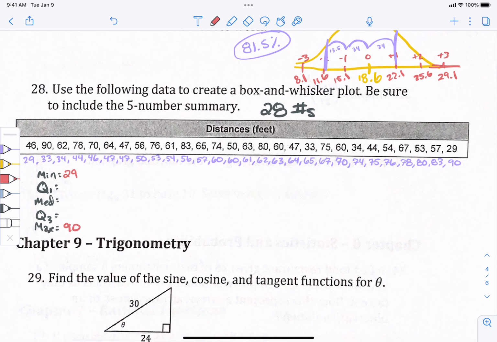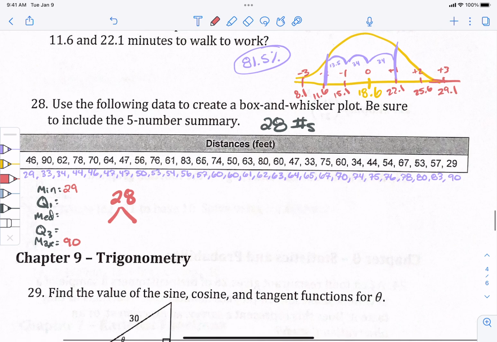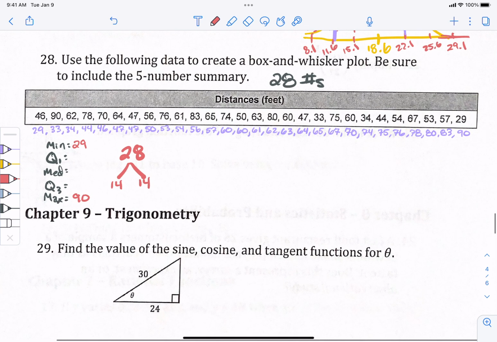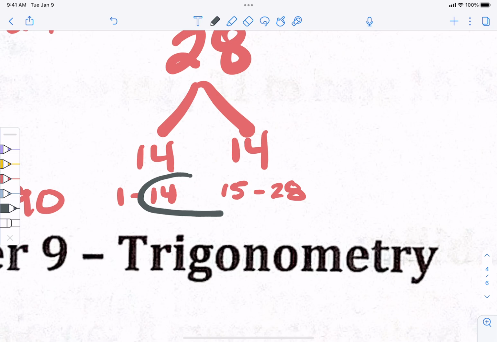If I have 28 numbers, I'm going to write it right here. 28 numbers, and I separate them in half. How many are in each half? 14 numbers, right? Are you going to have an exact middle number? No. But if I split them in half and I have 14 numbers in each half, the numbers 1 through 14 are here, and the 15th number through the 28th number are here, right? So my middle two numbers would be the 14th and 15th number, right?